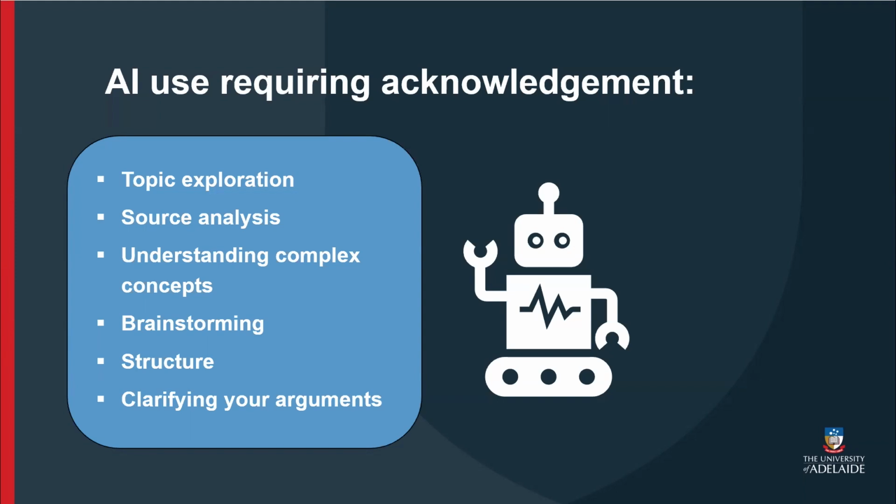So these uses don't usually involve citing AI because you're not including its exact words or outputs, but you are benefiting from its assistance. So acknowledging that support is all part of being transparent and academically honest as well.